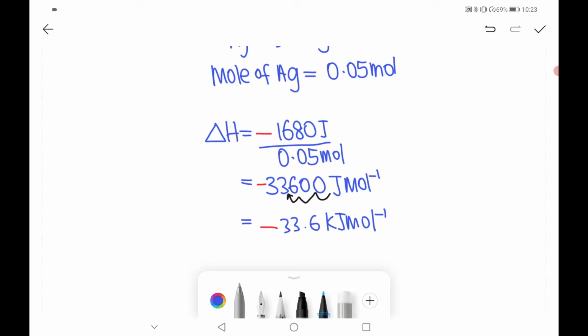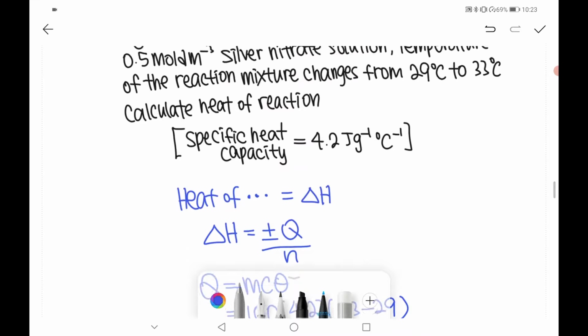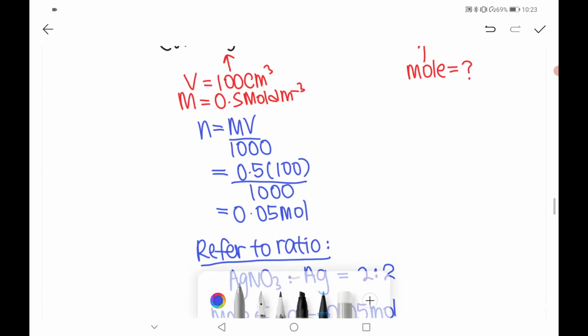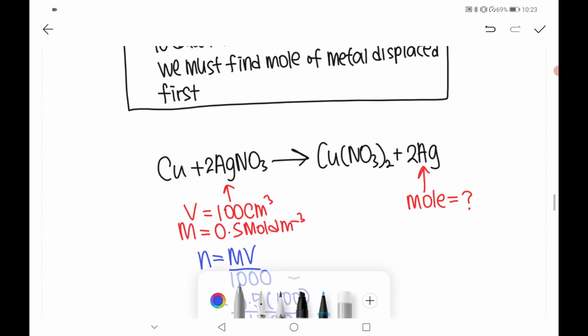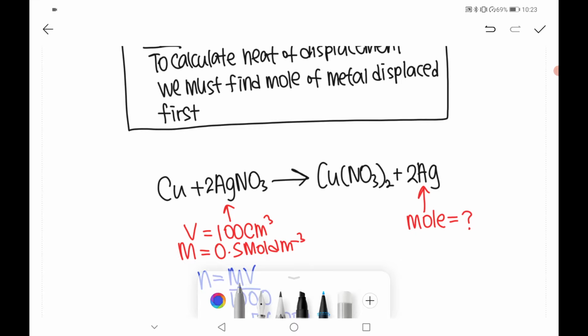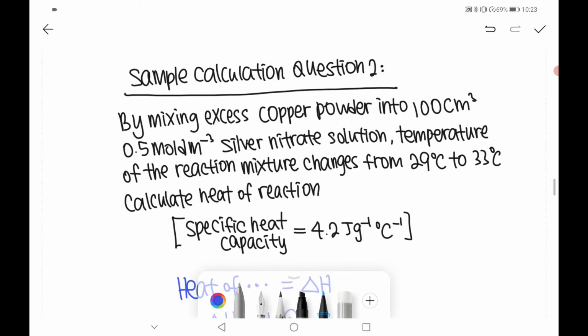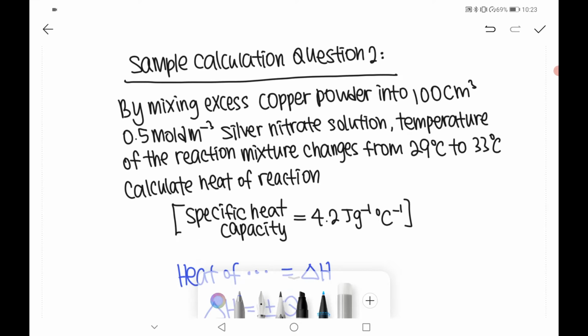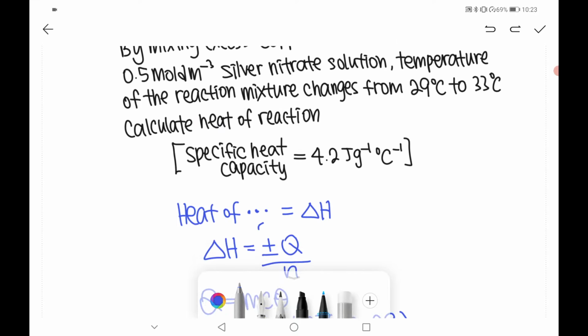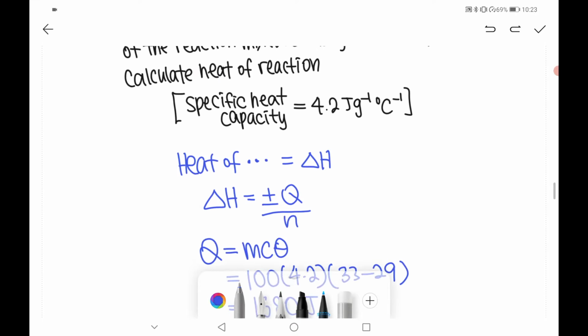So that is how we do the calculation. It's not very hard, but you must do it step by step. It looks like a long calculation, but if you do it step by step, it's not very complicated. The idea is this: when the question asks you to find the heat of something, you are looking for delta H. To find delta H, this is the formula. So we need to find the Q using mc theta.